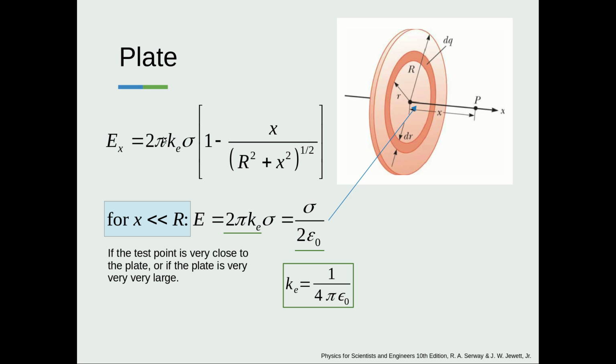And finally, what matters is the 2 pi k sigma. Only this one matters. This term doesn't matter at all. And you have sigma divided by 2 epsilon 0, because of the Coulomb's constant, the fundamental expression. So now you can see that when you're very close to your plate, when your plate is very big, practically what you feel is an evenly distributed electric field, and this is just the evenly distributed charge.